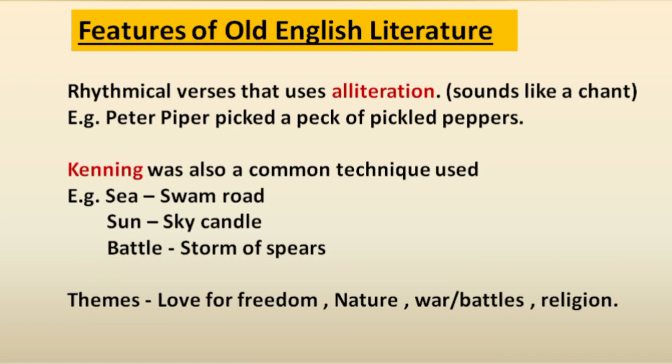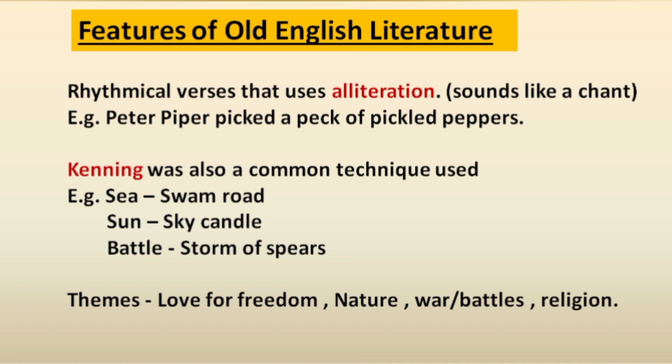Now, here are some common features of Old English literature. Firstly, we find rhythmical verses that use alliteration, which makes it sound like a chant. Now, alliteration is the repetition of sounds. For example, Peter Piper picked a peck of pickled peppers. We have a repetition of the sound 'p' here. So, alliteration is a common feature of Old English literature, and we also have kenning.